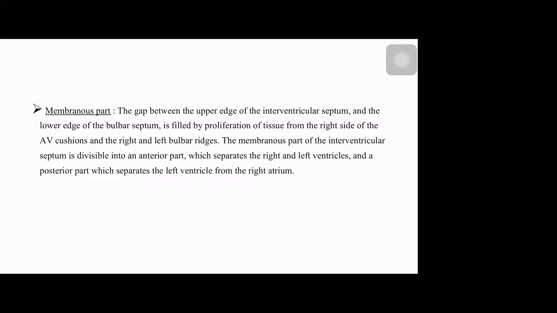The membranous part of the interventricular septum is divisible again into an anterior part, which separates the right and left ventricle, and the posterior part, which separates the left ventricle from the right atrium. This anatomical specification is important because later on I will discuss a specific defect, the Gerbode defect. This Gerbode defect happens congenitally because of a problem within the membranous part, which is forming the posterior part.